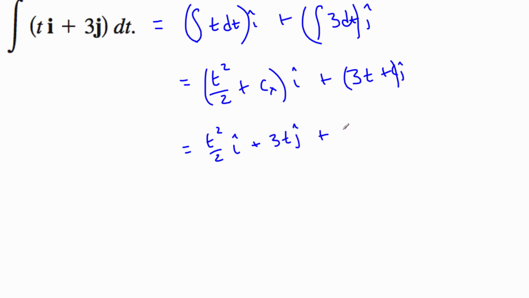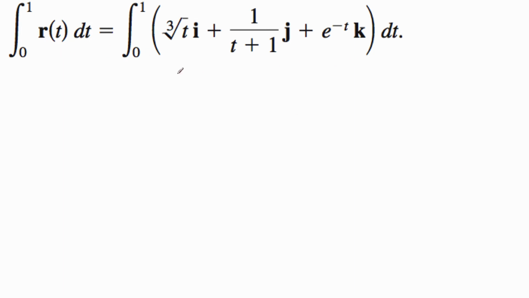Okay, another way you could have written this is t squared over 2 i plus 3t j plus, and then put a vector out here, where this is your components. I don't like doing it that way. I really don't recommend doing it that way. I would put them in here.